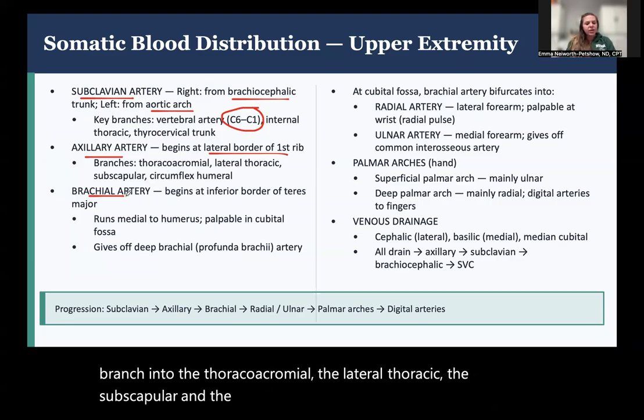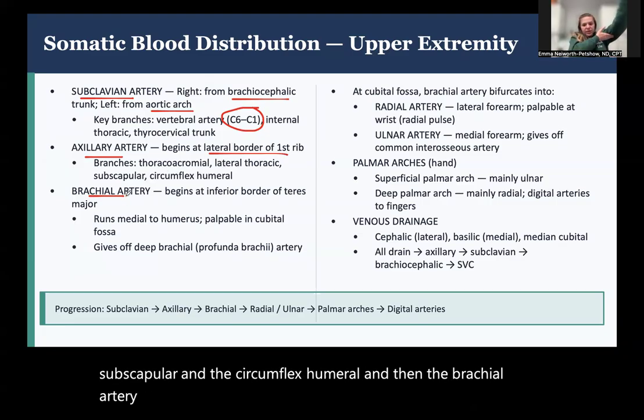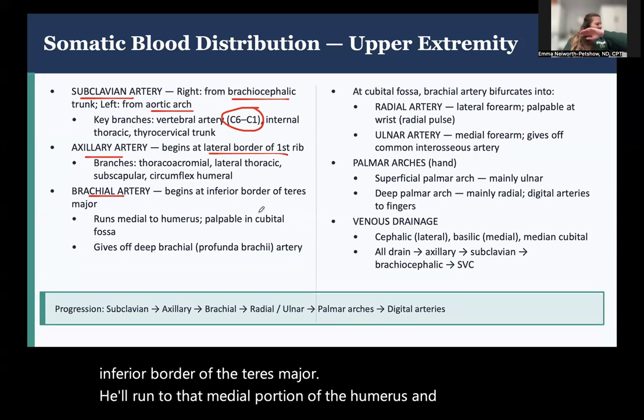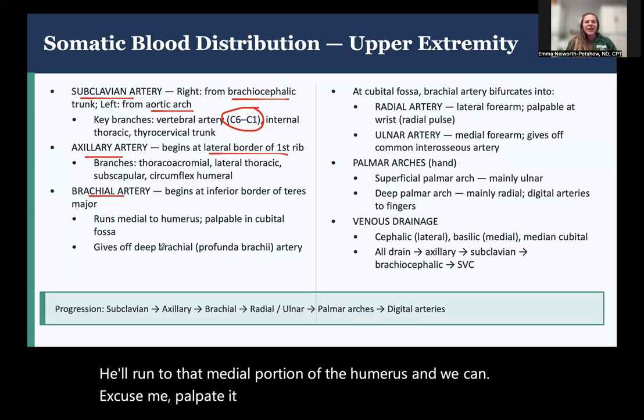And then the brachial artery, where you would assess a pulse here in the arm, begins at the inferior border of the teres major. It'll run to the medial portion of the humerus, and we can palpate it in the cubital fossa, and it gives off the deep brachial, profunda brachii artery.